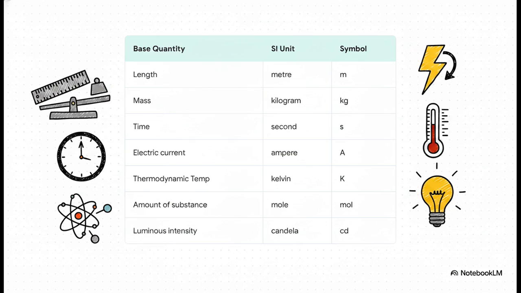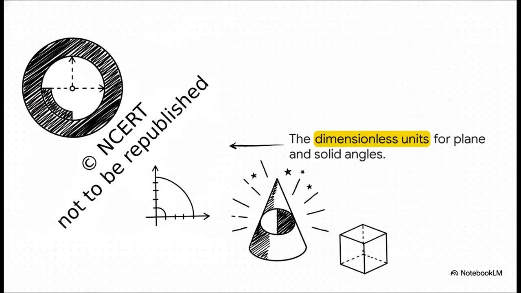If you want to measure anything, and I mean anything in the known universe, it all boils down to these 7 base quantities. Oh, and besides those core 7, we also have 2 special dimensionless units specifically for measuring angles. We use the radian for flat 2-dimensional plane angles and the steradian for 3-dimensional solid angles, like if you were measuring the spread of a beam of light coming out of a flashlight.